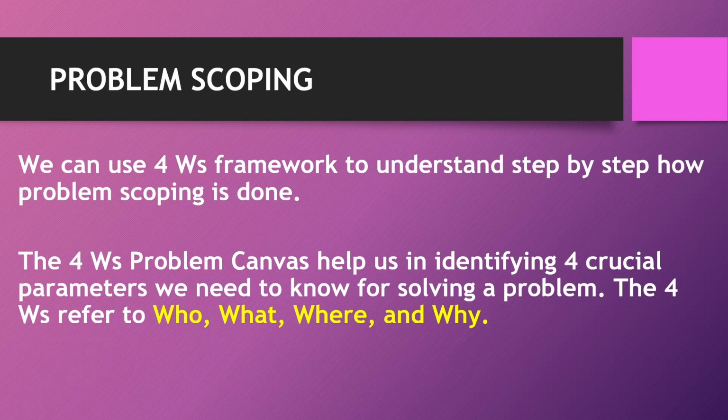Third comes the where block. Where block means what is the location? What is the situation of the context? And the last one is the why block, that is, why we are finding the solution to that problem. So all these four Ws lie in the problem scoping part.